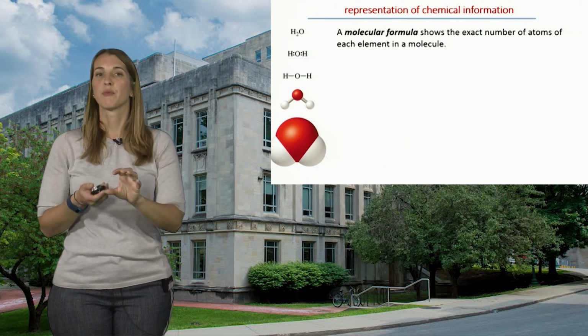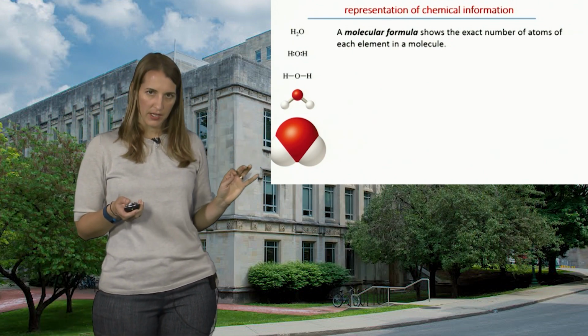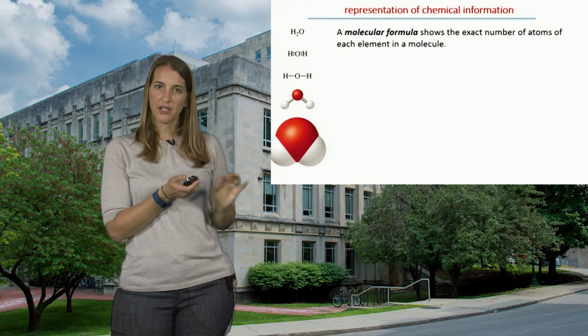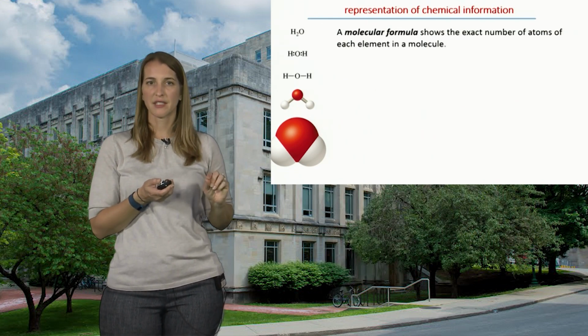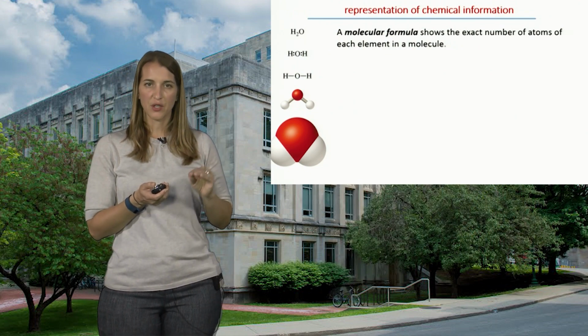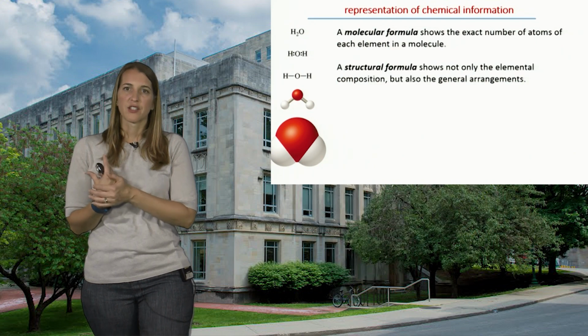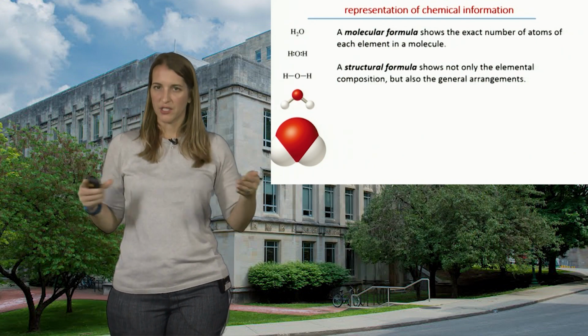So the oxygen's in the middle, has hydrogen bonded to it. And this is a covalent bond where we're sharing electrons, and so you can see two dots on either side of the oxygen from where those electrons are being shared with the hydrogen. These are now structural formulas. It's showing a little bit of how things are attached to each other.